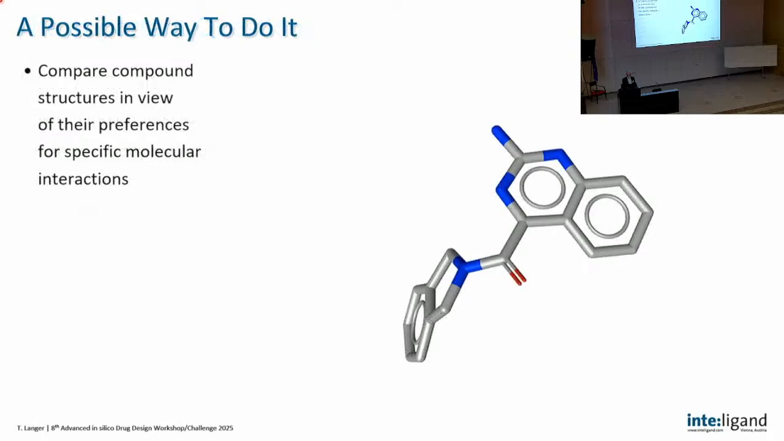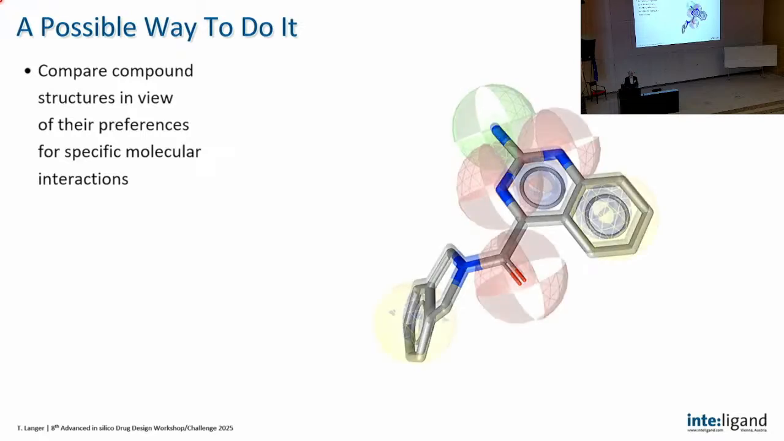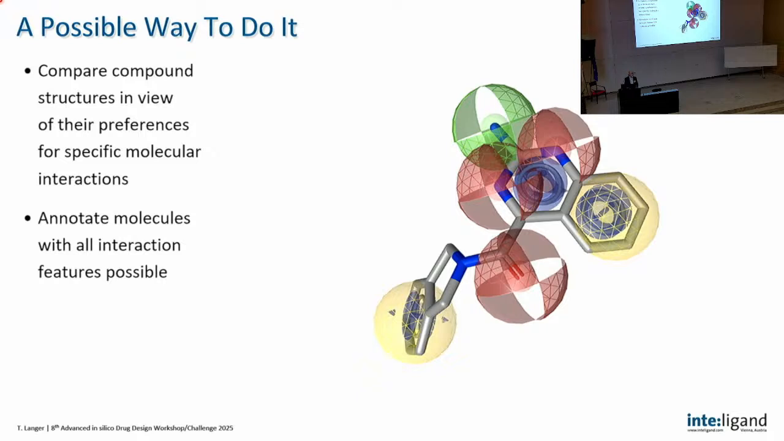So a possible way to do this kind of analysis is to compare compounds with each other in view of their preferences for undergoing specific molecular interactions. Of course, it's always about molecules interacting with each other: small molecules with big molecules, small molecules, drugs, with proteins, for instance. So what you can do is look at the structure of a small organic molecule and annotate these structures with all potential interaction features that such a molecule could have in theory. And for this, you can use pharmacophore descriptions, and here you have a picture of the way we do it. So this would be all the features that this molecule could have in theory.